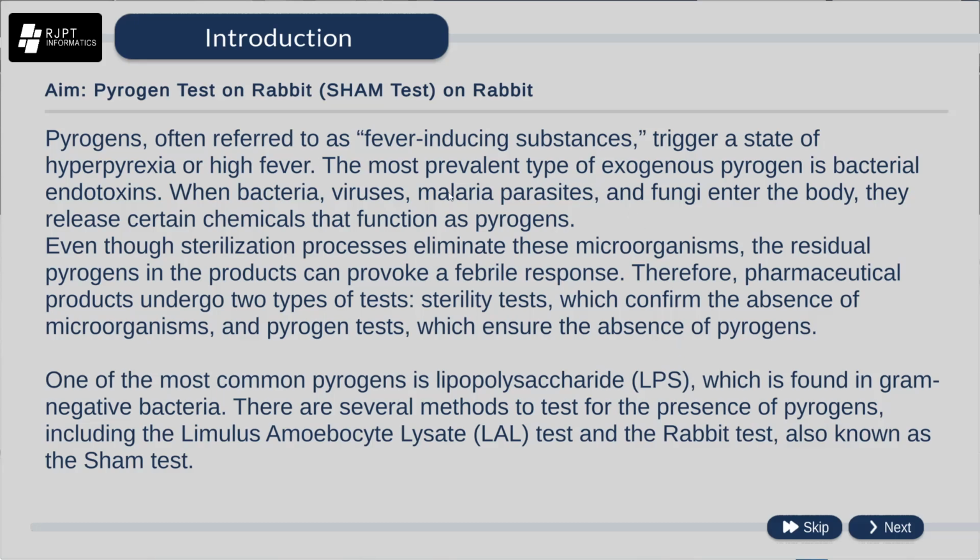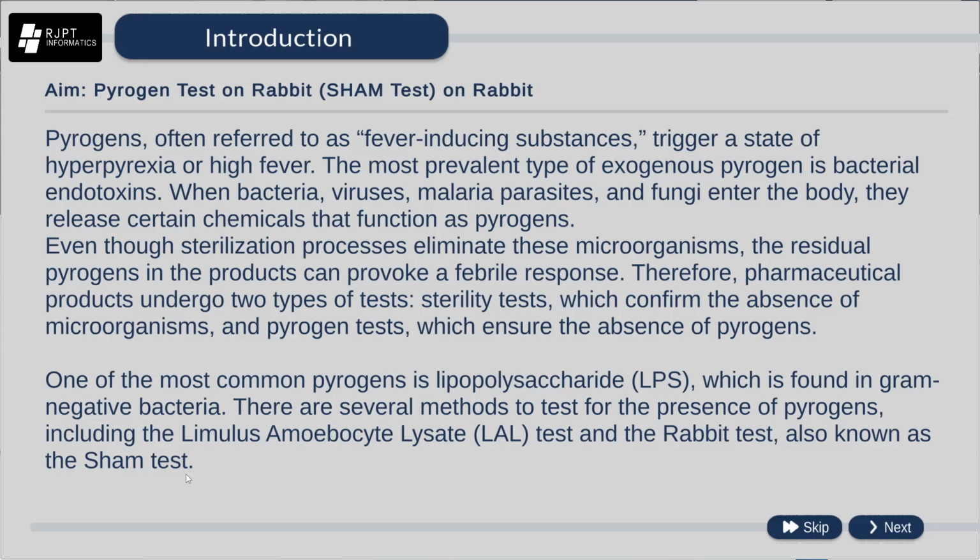As we have seen, these are fever inducing substances. One of the most common pyrogens is lipopolysaccharide (LPS), which is found in gram-negative bacteria. There are several methods to test for the presence of pyrogens, including the Limulus amoebocyte lysate (LAL) test, and the rabbit test, also known as the SHAM test.